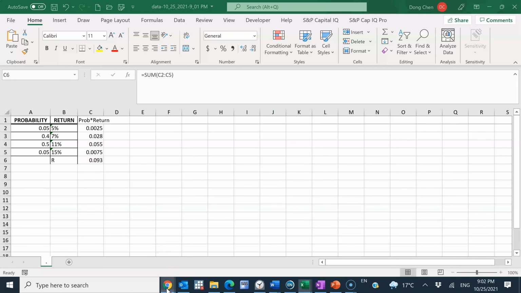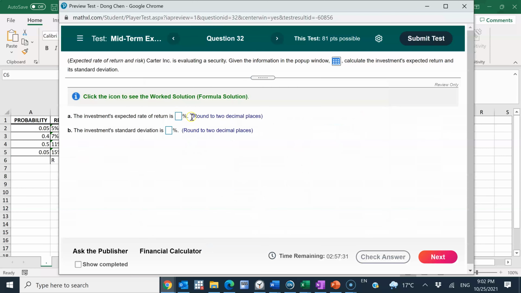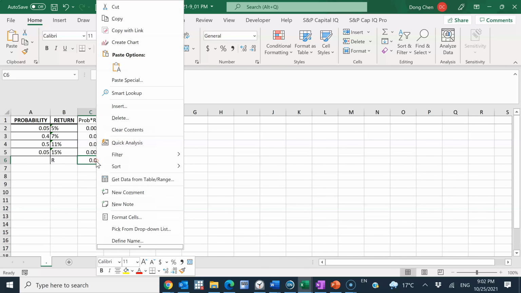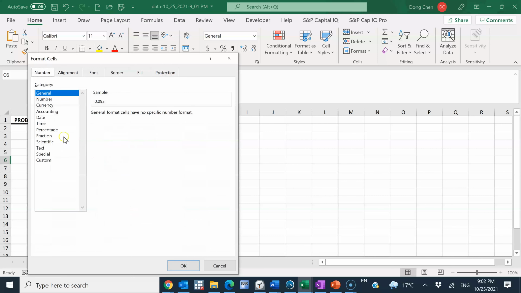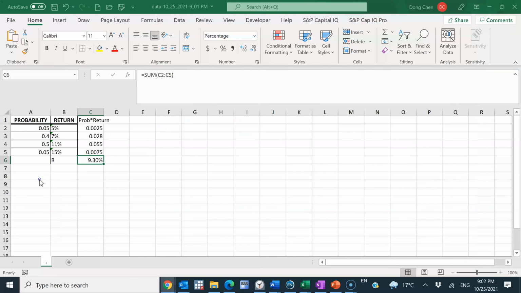And just put that in the format required by the rounding requirement here: round to 2 decimal places and in percentage terms. So you can format the cell here and put that in percentage and keep 2 decimal places. So that gives us 9.3. That's my expected rate of return.